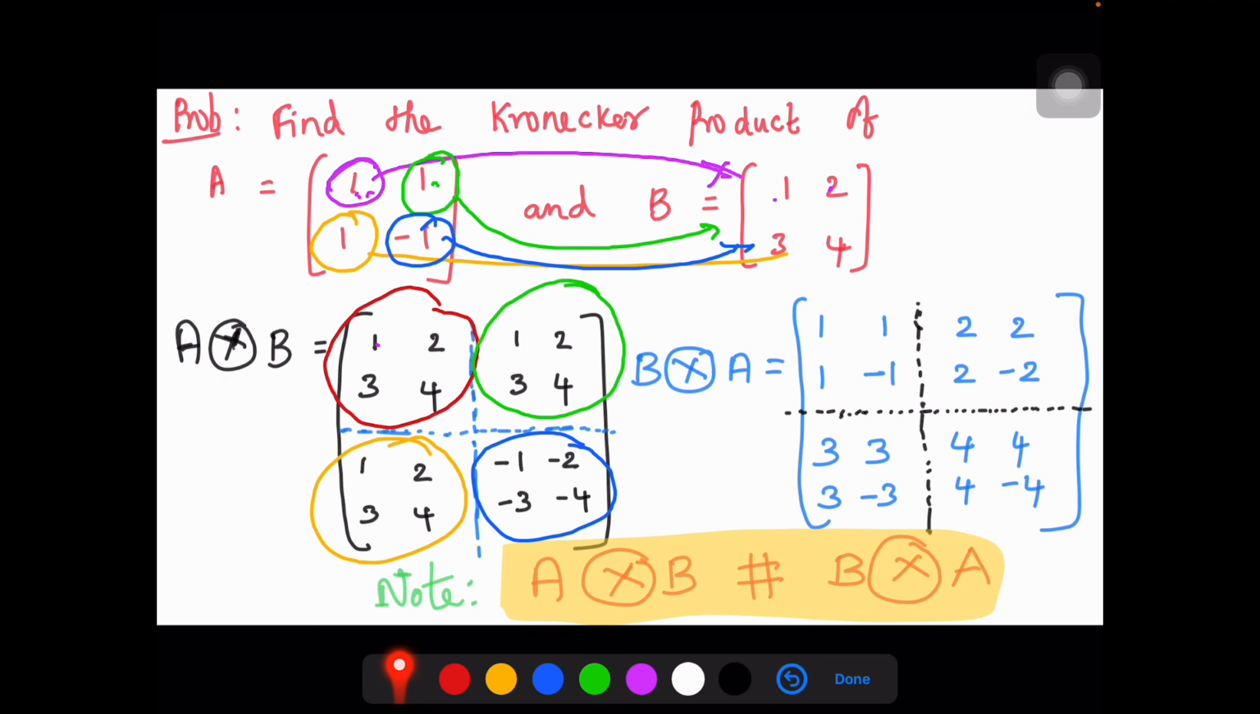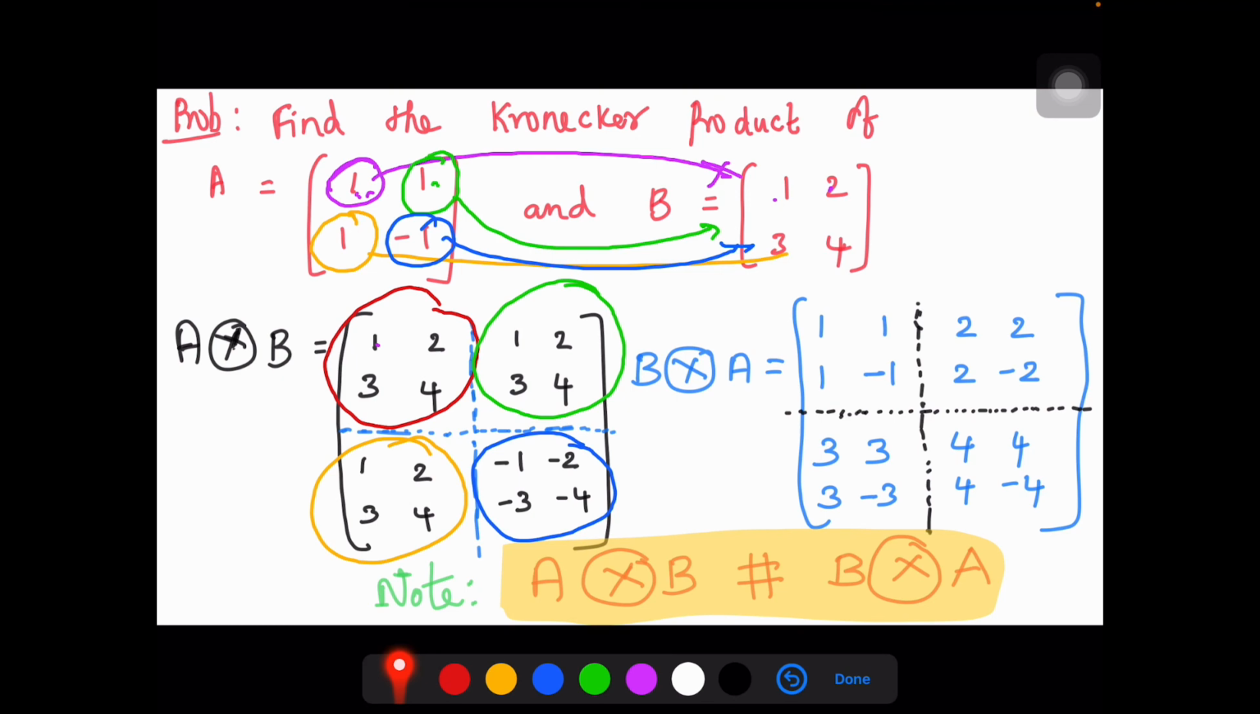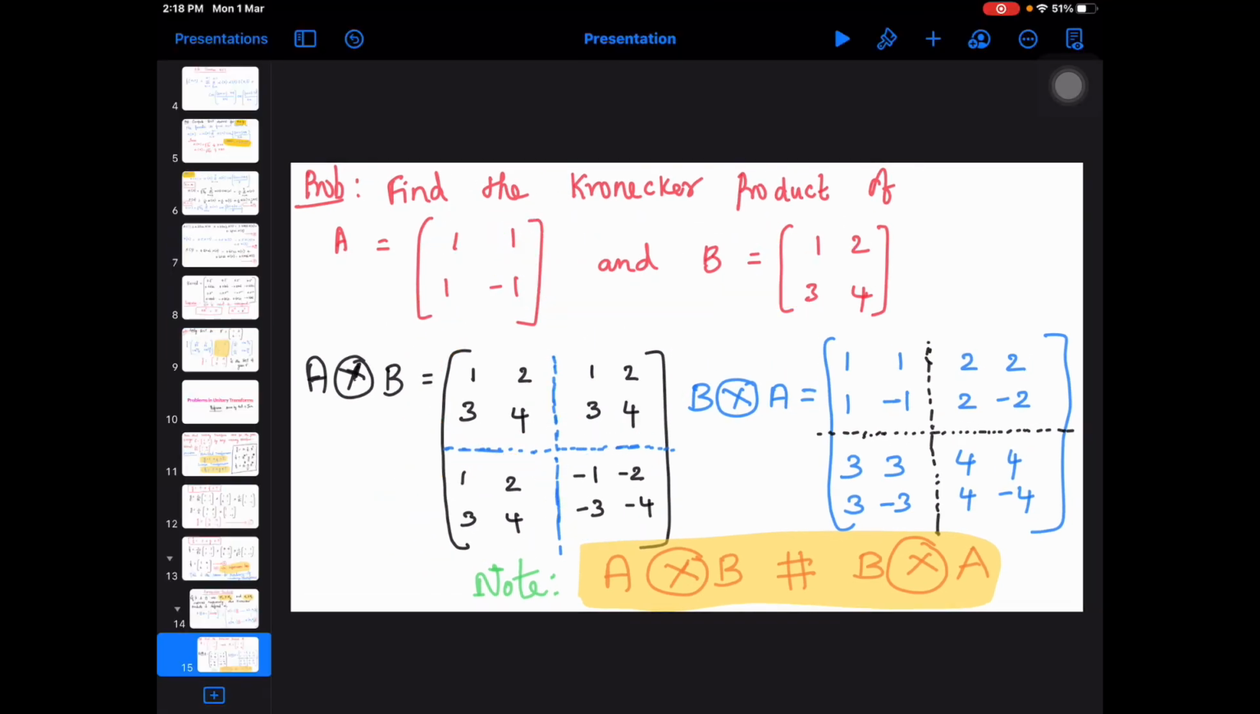Similarly, when you want to find B Kronecker product A, fix B as such and take the different elements of A and multiply each with the entire matrix. Finally you can show that A Kronecker product B is not equal to B Kronecker product A. I hope you are clear with this Kronecker product.